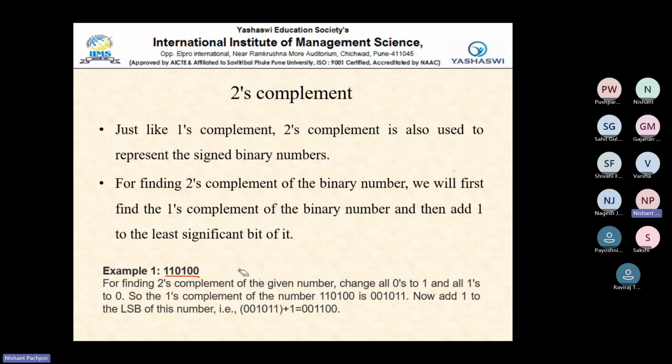Okay, so we have to convert this: all zeros change to one and ones to zero. First perform the one's complement, and now add one to the least significant bit.